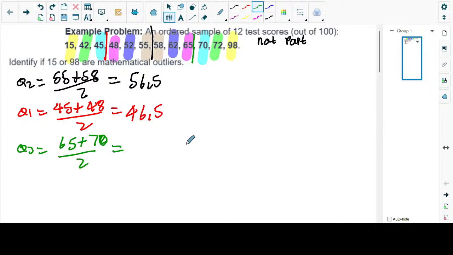So you get 135 divided by 2. It's 135, then we just have to divide that by 2. It's 67.5. It makes sense. So you write Q3 is 67.5.